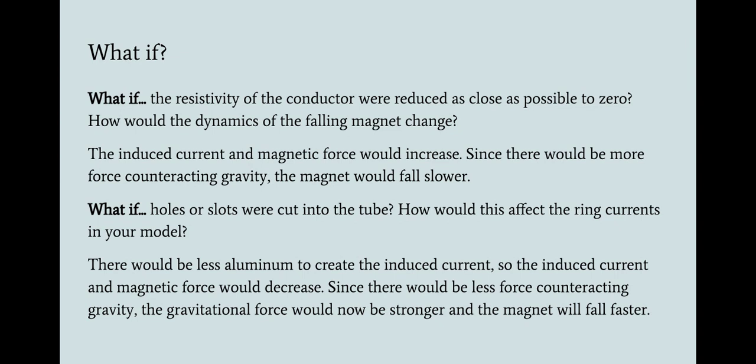And then if holes or slots were cut into the tube, there would be less aluminum to create the induced current, so the induced current and magnetic force would decrease. As a result, there would be less force counteracting gravity, so the gravitational force would be stronger and the magnet would fall faster.